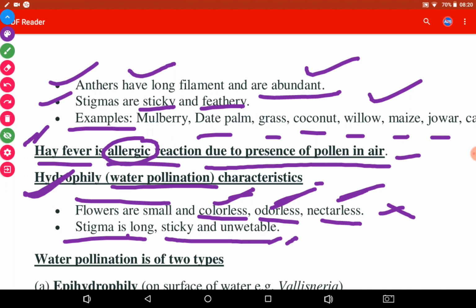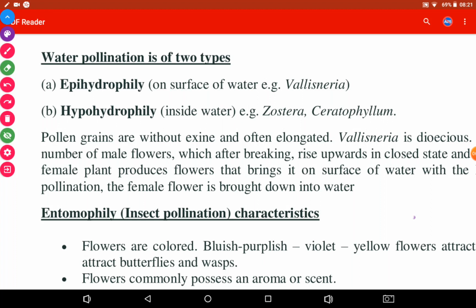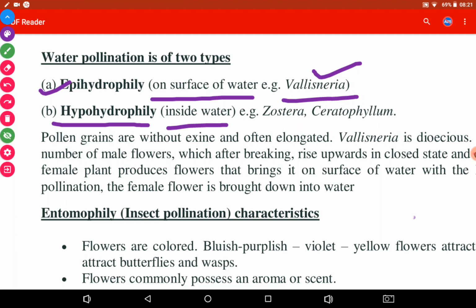And unwettable: if it does not get wet, it can easily trap pollen grains. So water pollination is of two types. Epihydrophily: epi means upper, on the surface of water. Whenever water pollination takes place on the surface of water, Vallisneria is the best example of this.